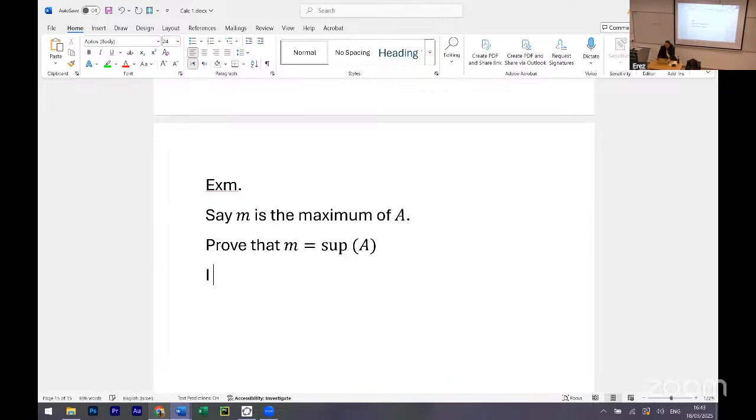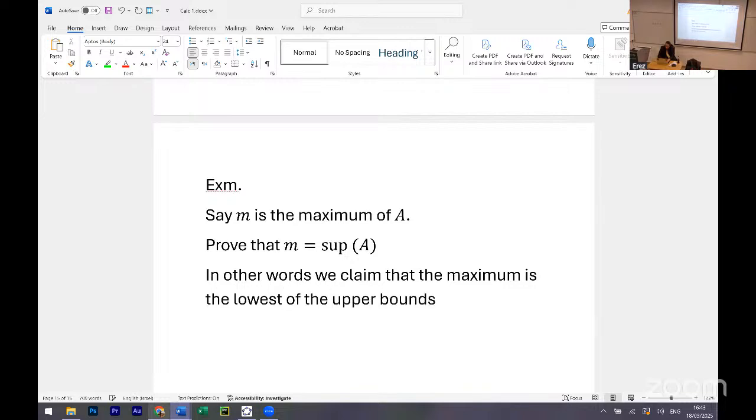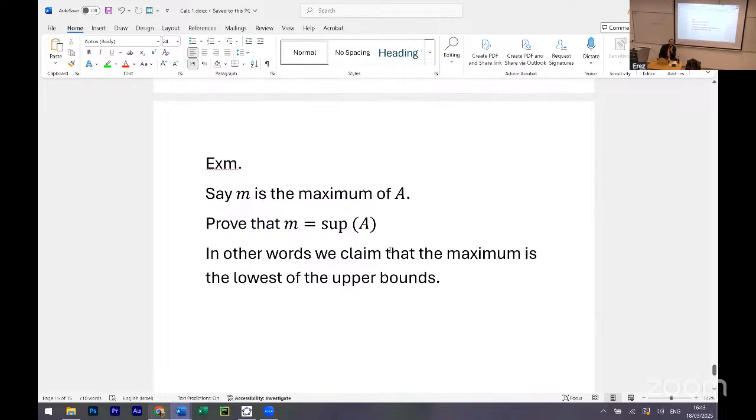in other words, we claim that the maximum is the lowest of the upper bounds. I said in other words, but basically these are the same words, because that's the definition of supremum, but it's literally other words that are written here, okay? So we need to prove that the maximum of the set is definitely the lowest of the upper bounds. So again, I need to do two things. First, to prove that it's an upper bound, excuse me. That's true by definition. I will write it.